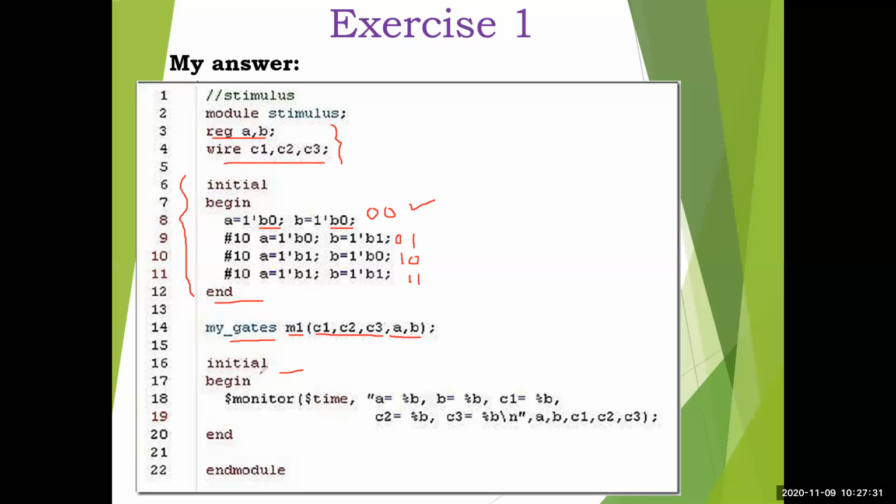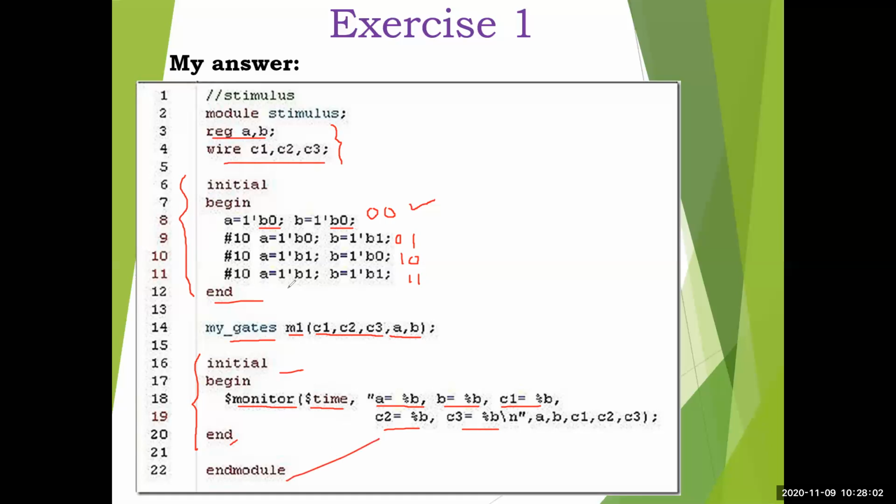Then we write the monitor statement, because as soon as the AB value changes, the corresponding C1, C2, C3 outputs will change. Note that we have written monitor only once. Dollar time will compute the time: 0, second time 10, next 10 plus 10 is 20, next 20 plus 10 is 30, and it displays that. Then whatever AB values you change will be shown here, and the outputs C1, C2, C3 will be shown next, then the initial statement and the module end.